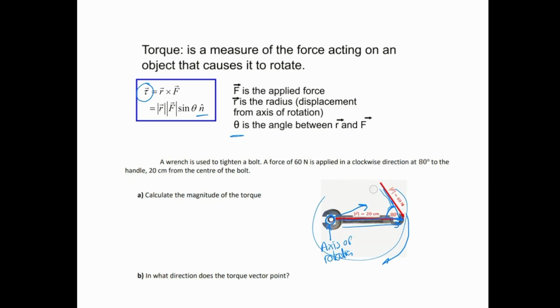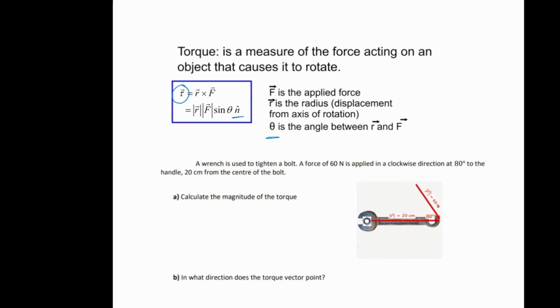Okay, so now that we've got that laid down a little bit, we're going to use our regular cross product. So we have the radius or arm length times the force times sine of the angle between them, all times this idea of this normal force that's acting perpendicular to the two other forces.